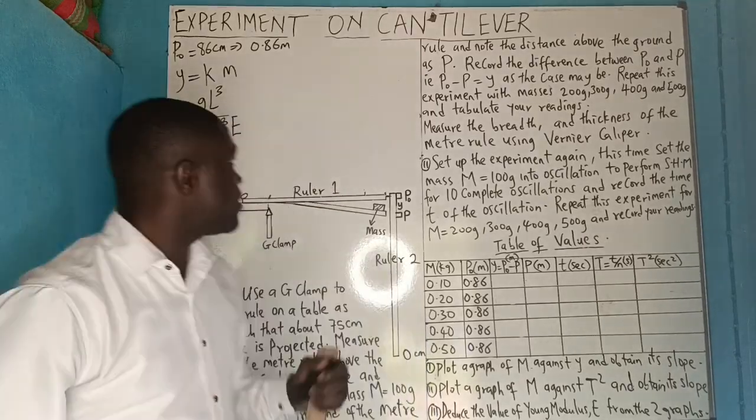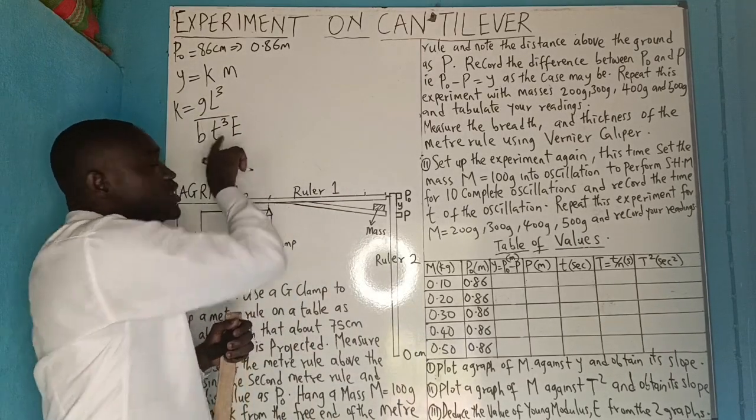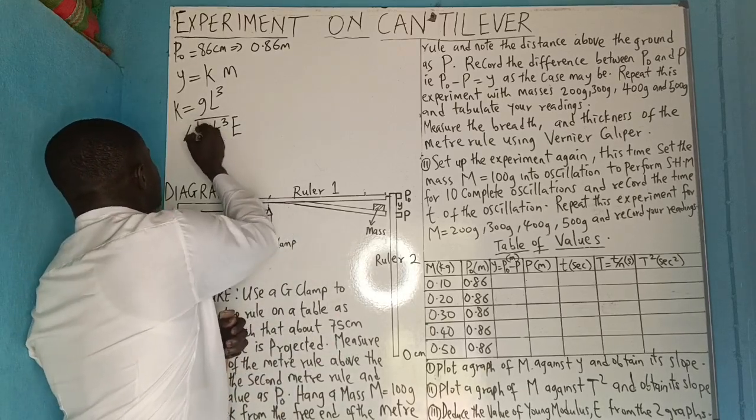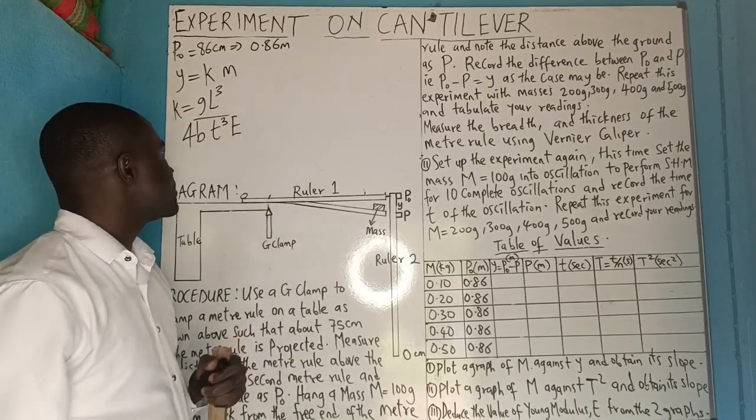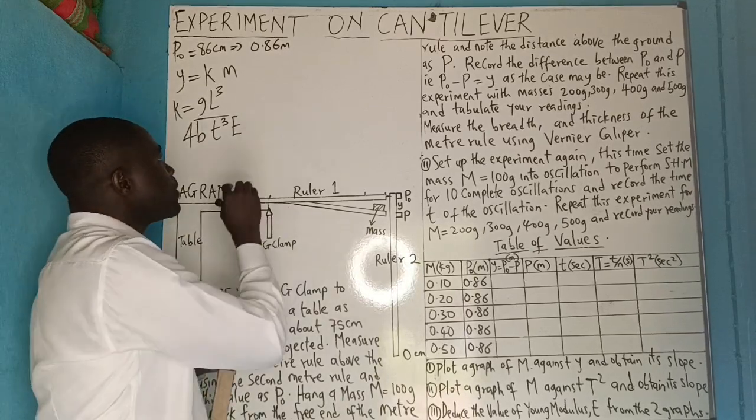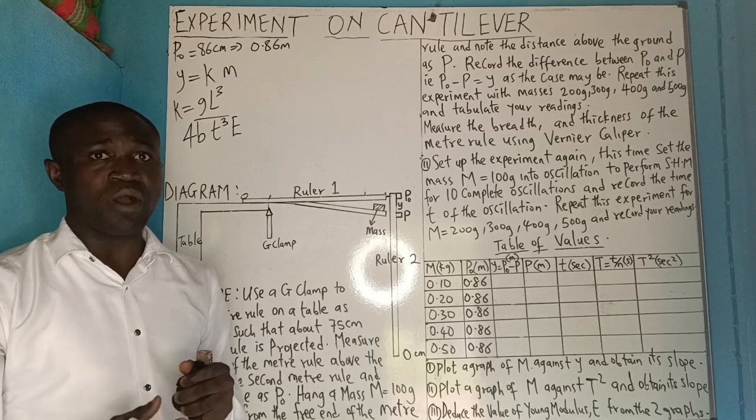Now, what do we mean by this E? E denotes the Young modulus we are talking about. That is this E. Are you getting it? Young modulus.